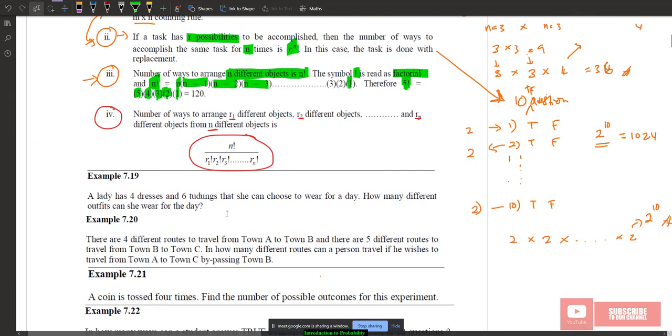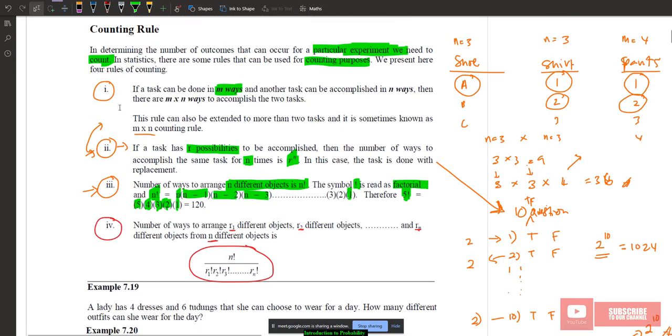So basically there are 4 formulas you need to remember, right? The first formula is M multiplied with N, right? If you have 2 tasks, the first one can be done in M ways, the second one can be done in N ways, so the whole task can be done in M multiplied with N ways, right? Provided each task has different or unique alternatives, right?